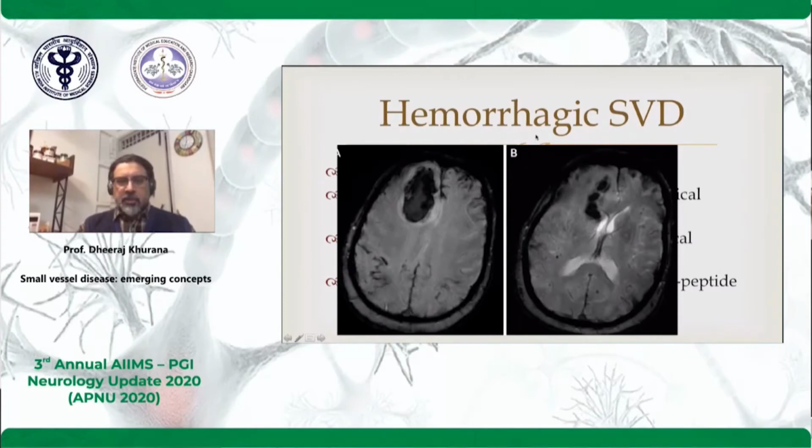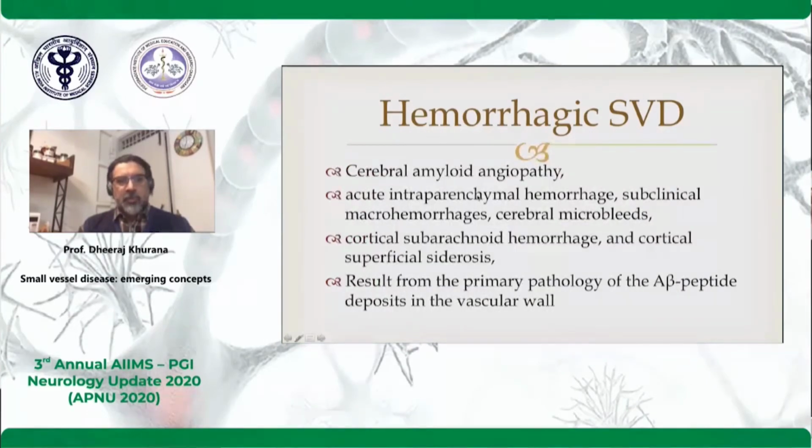So this is classically seen in amyloid angiopathy, which we've all probably seen quite a few times. The manifestations of amyloid would typically be acute ICH, usually small infarcts, and most of the changes of amyloid are seen in the periphery, not in the deep white matter. Cortical, and usually these are subclinical macro hemorrhages, microbleeds, cortical subarachnoid hemorrhages. Now, these are very important.